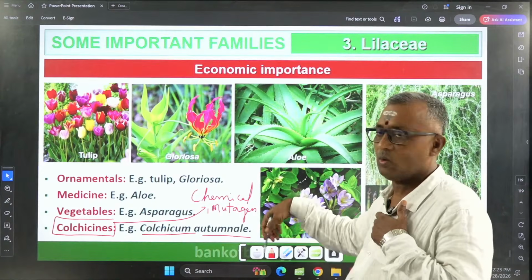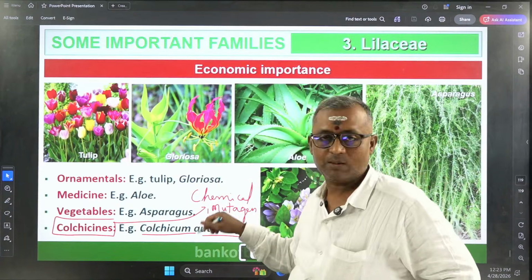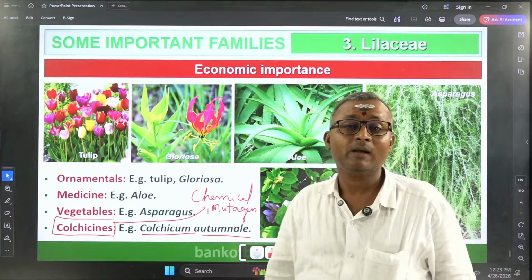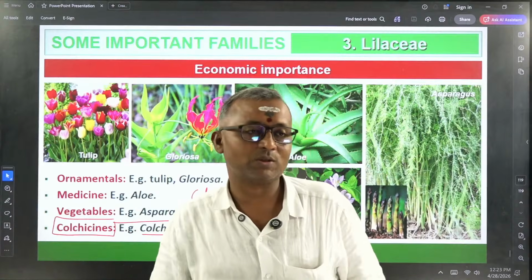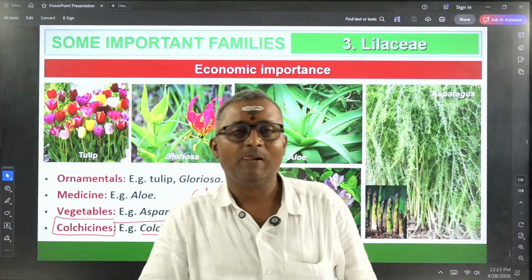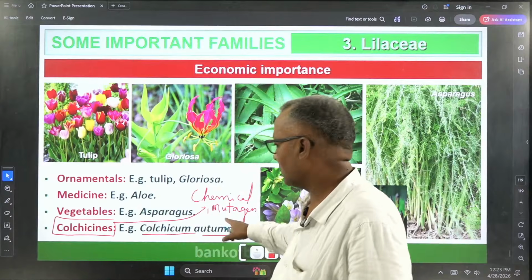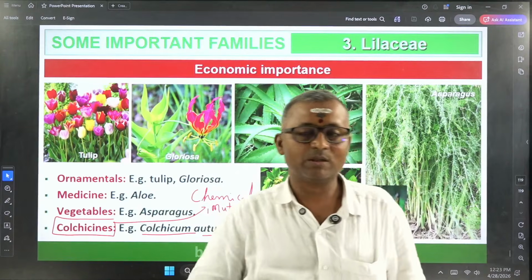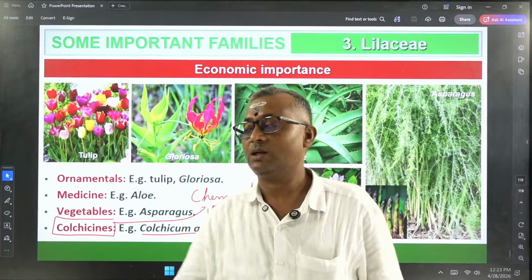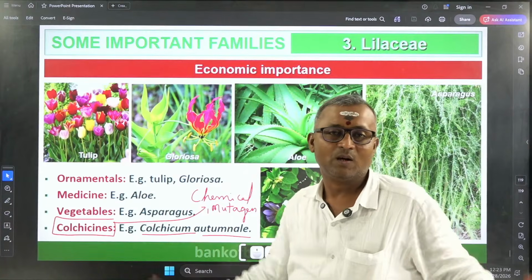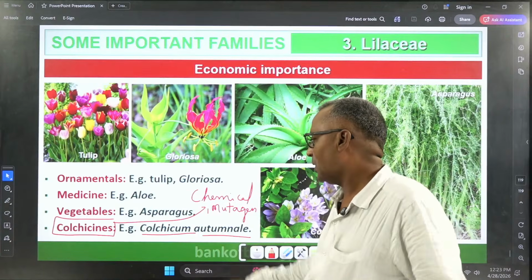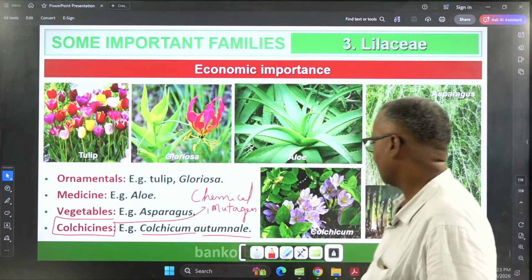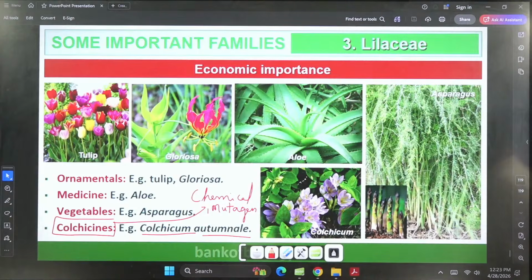You are going to know much more details about this Colchicum autumnale in your +1 syllabus as well as in +2 syllabus. In +1 syllabus, under cell cycle and cell division, we are going to discuss this. In +2 syllabus, under the mutations chapter, you are going to discuss this. Okay, now don't worry about this. Just remember, colchicine is a chemical mutagen obtained from Colchicum autumnale. So this you need to remember. Is it clear? Take the screenshot if you want.